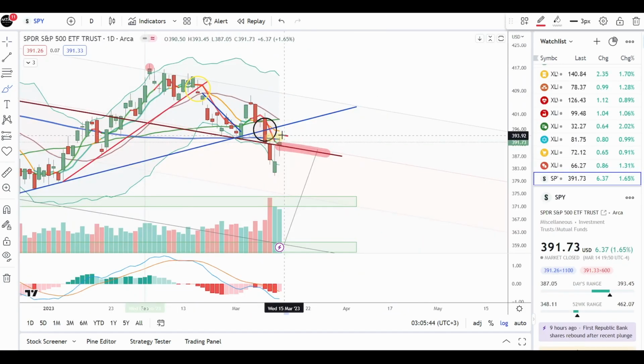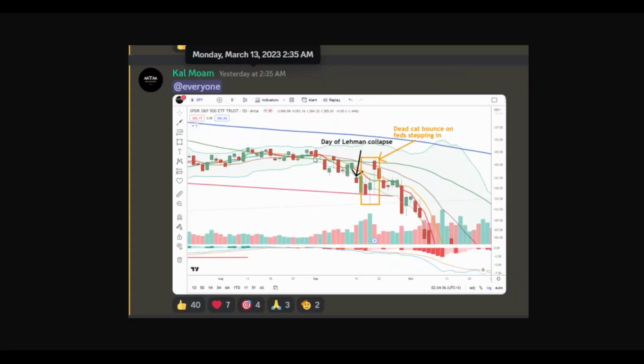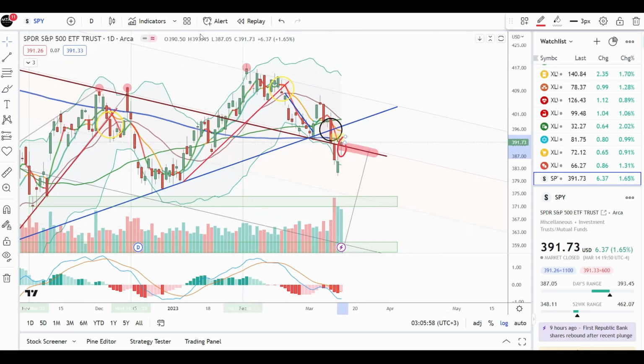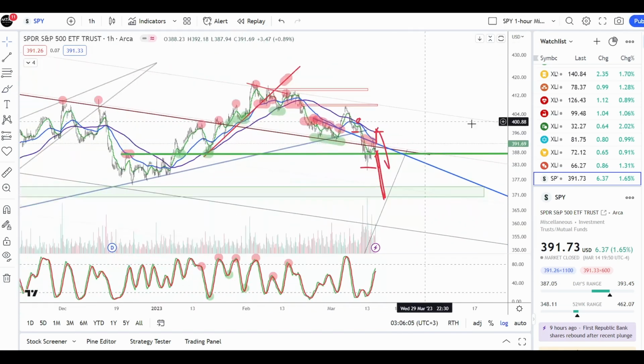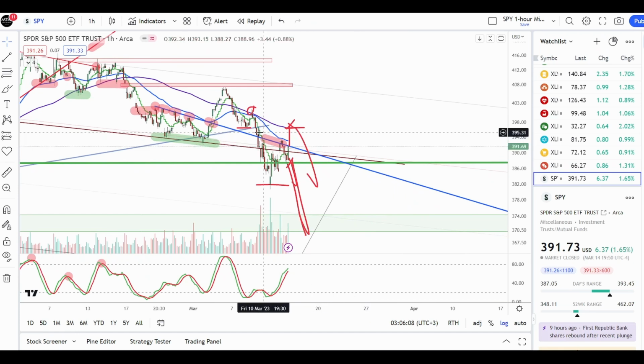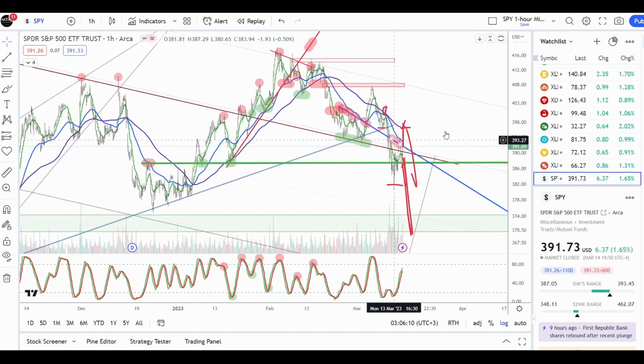So we have the yield contradicting this move up. Again, a sign that it's a counter trend, fake out, dead cat bounce. We have the example from the Lehman Brothers collapse in 2008. And more so than that, guys, even on the smaller time frames, we're still trading well below all of our moving averages.